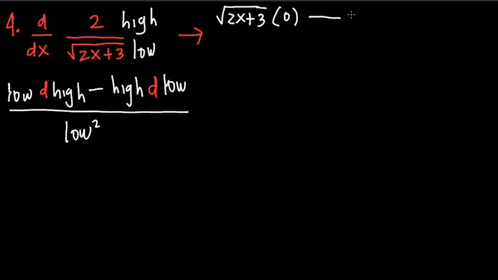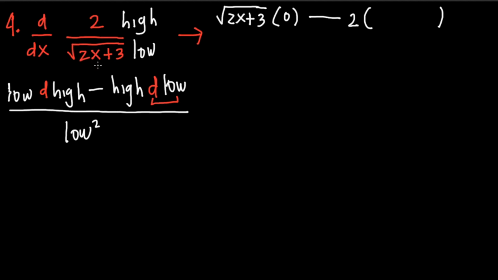Minus high, D low. Ibig sabihin, sa D low part, ang low natin ay square root of 2x plus 3. Doon tayo magja-chain rule. Gets nyo? So, quotient rule siya na may chain rule sa loob. Para makuha natin itong D low, ang low kasi natin ay square root of 2x plus 3.